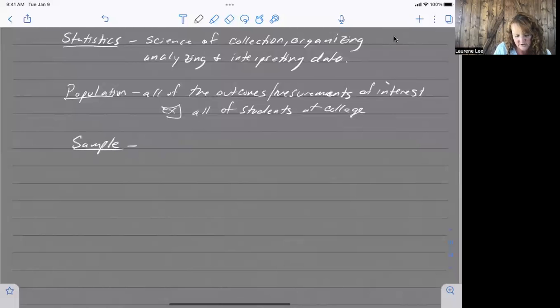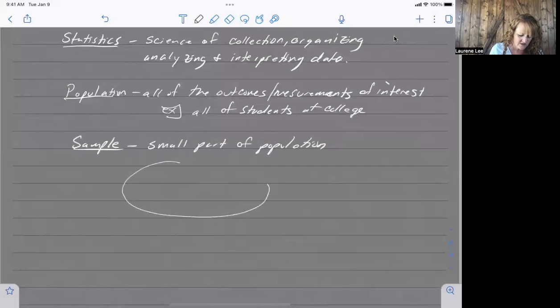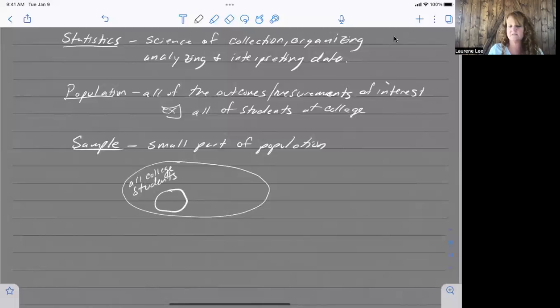So a sample, just very simply, is a small part of the population. So if we were to draw a picture of this situation, I could say, okay, here is all of our population. This is all of our college students at our college. And then my samples are a small subset of these: 10, 20, 30 people, what have you.